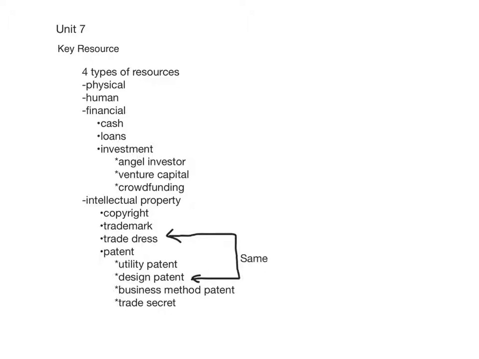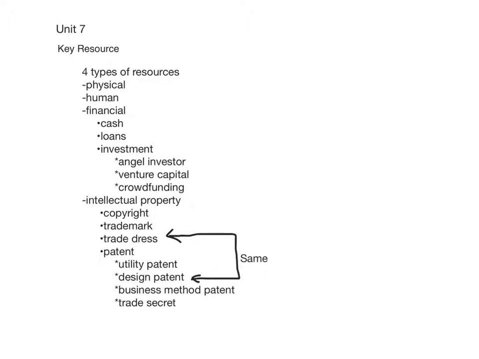In Unit 7, Key Resources, there are 4 types of resources. Physical, which is just the materials. Human resource is the people you need to run the business. And then the financial, including cash, loans from the bank or your credit card, and investment. There are 3 types of investment. The angel investor, which is your family or friends giving you money. And then venture capital is like Shark Tank, which raises money for you. And then crowdfunding is like a website that can collect lots of money from other investors.